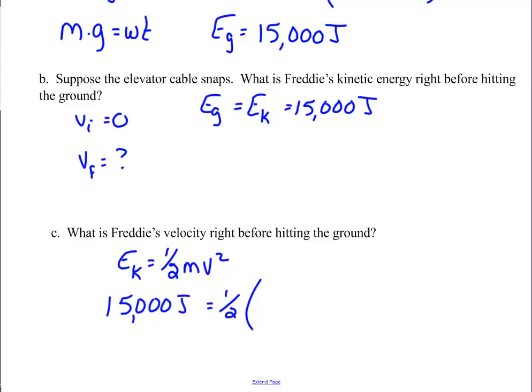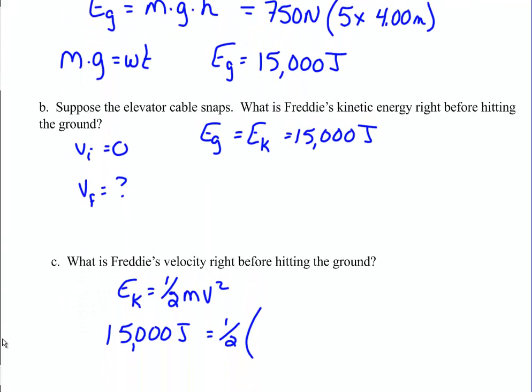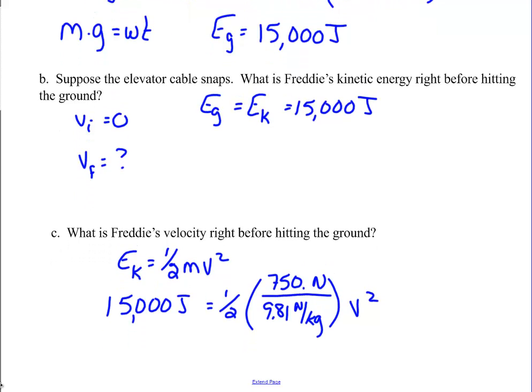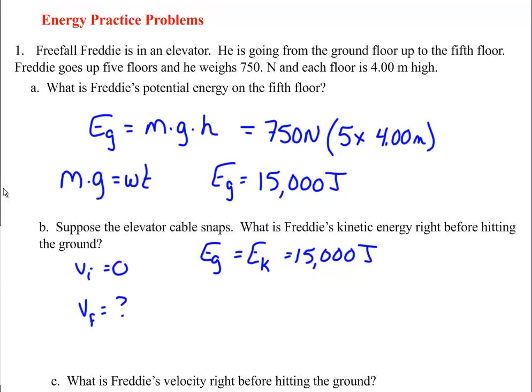1/2 mass. Well, we don't know his mass because they gave us his weight. But we know from our equation that mass is his weight divided by 9.81 newtons per kilogram, gravitational field strength, times v squared. We're looking for velocity, so we know everything except velocity, so now all we have to do is solve for it. Do the algebra, hit the right buttons on our calculator, and what we find is his velocity just before he hits the ground is 19.8 meters per second. And if I look back up to my numbers, I have 3 sig figs, so my answer can have 3 sig figs.